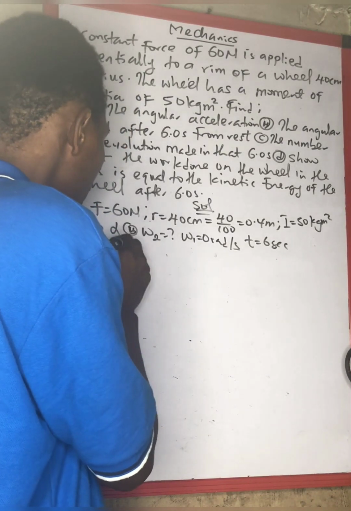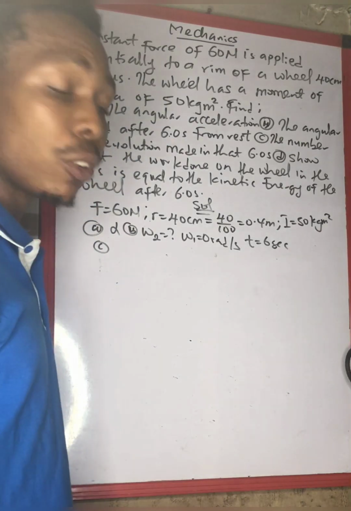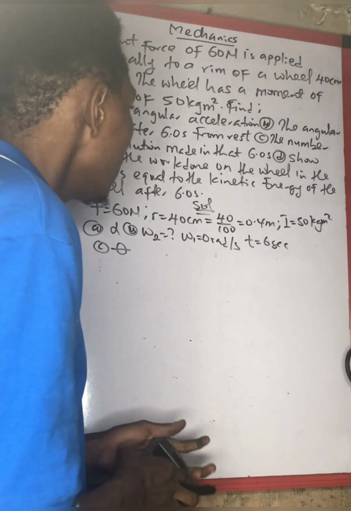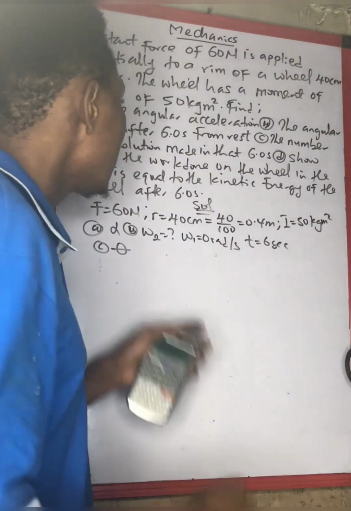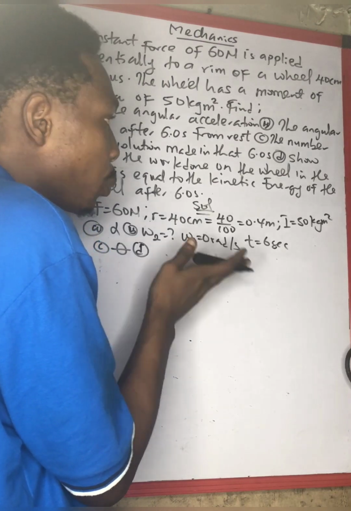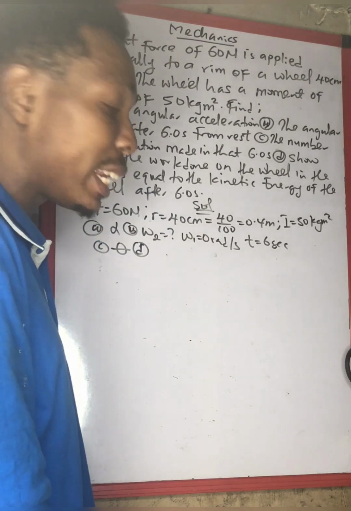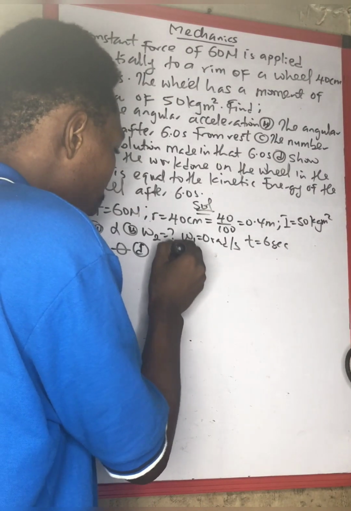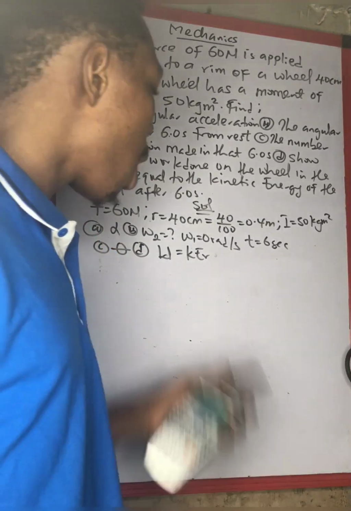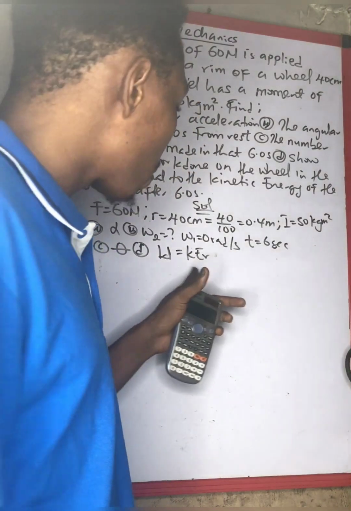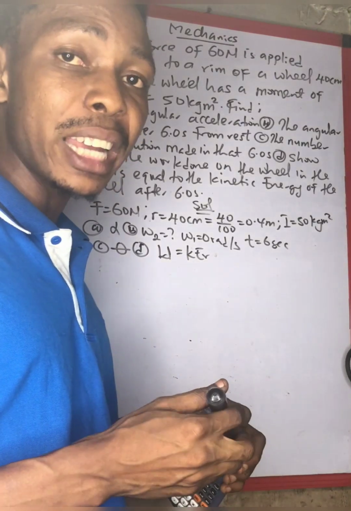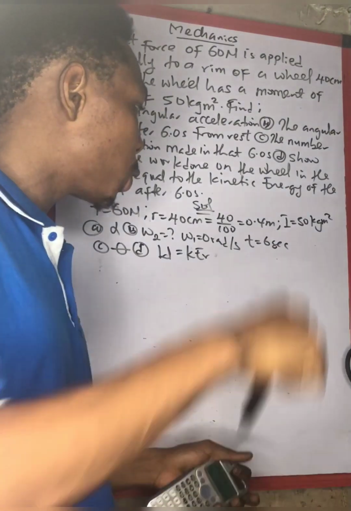C of it, we are asked to look for the number of revolutions, which is our theta, made in those 6 seconds. Then number 4, we are asked to show that the rotational kinetic energy equals the work done on the wheel. That is, our W, the work done, must be equal to KE rotational. If the answer you got for your work done is not the same as your rotational kinetic energy, simply there is an error in your working. You have to cross-check what you did.